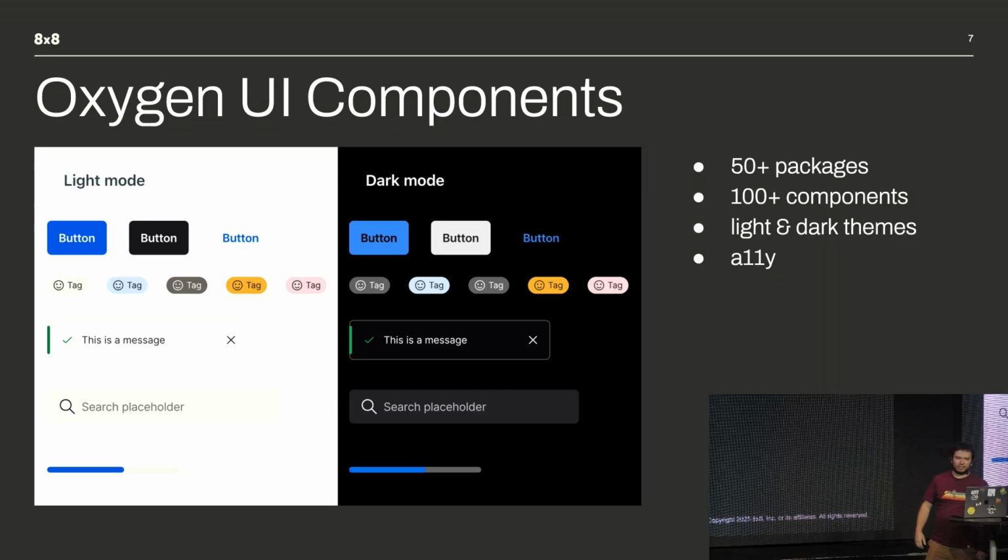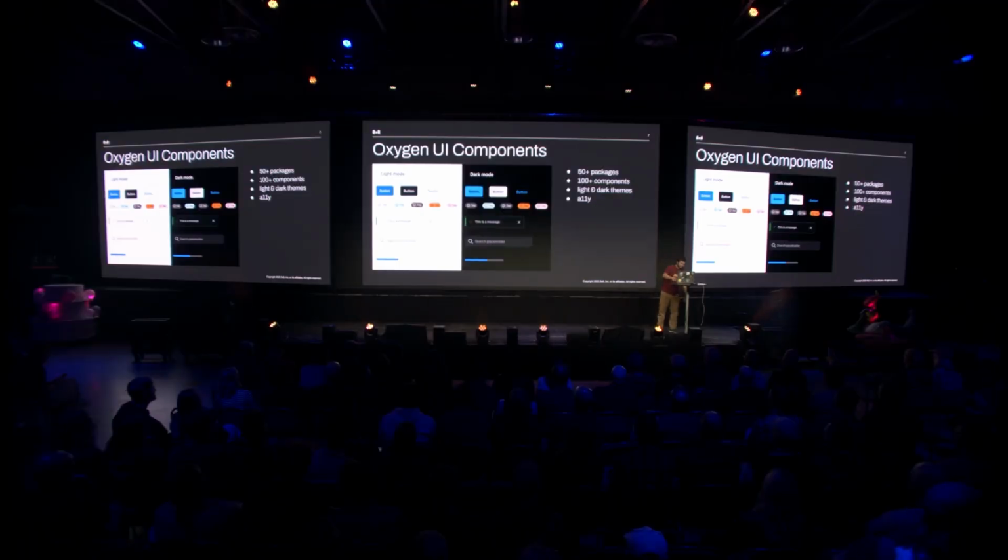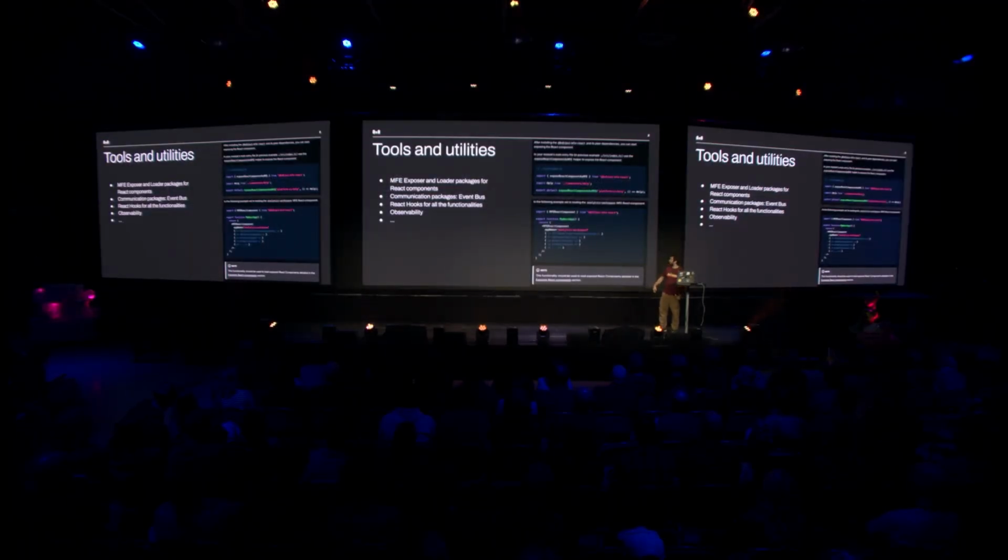UI components. We started to implement a UI component library named Oxygen 7 years ago. Then there was no AI, there was nothing. We have 15 individually released NPM packages with more than 100 components. All of the packages are themable. We have light and dark themes, and they are all accessible. WCAG 2.1 AA.